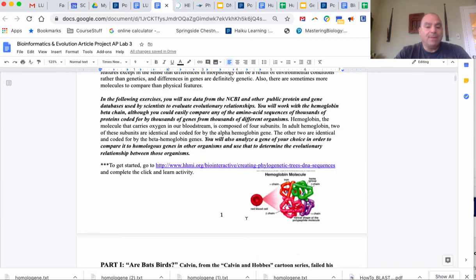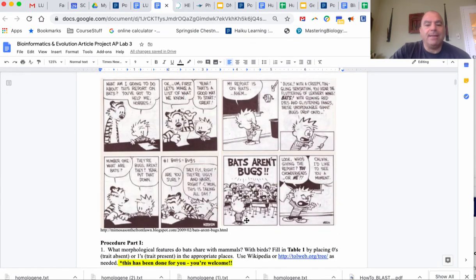The whole premise of this lab came from a cartoon. I didn't write the initial lab, but I've modified it and updated it because these websites with the databases keep changing. But this comes from an old Calvin and Hobbes cartoon where he was doing a project for school, and it was about animals and relationships. And you can see bats aren't bugs, because he thought they were the same because they flew.